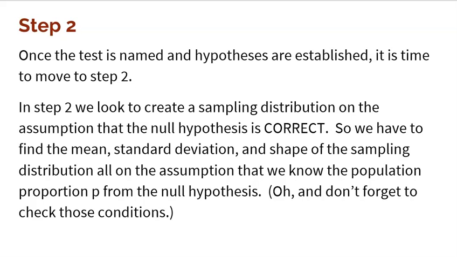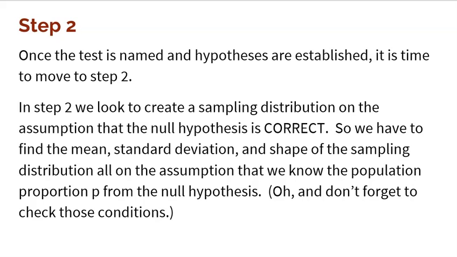All right, so step 2. Once the test has been named and the hypotheses are established, it's time to move on to step 2. Step 2 is really easy because we already know how to do it. We spent an entire unit on sampling distributions. This should not be difficult. So here we're going to create a sampling distribution on the assumption that the null hypothesis is correct.